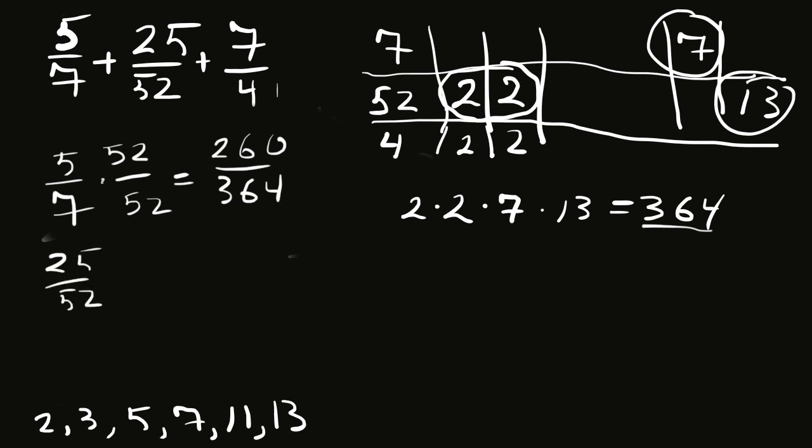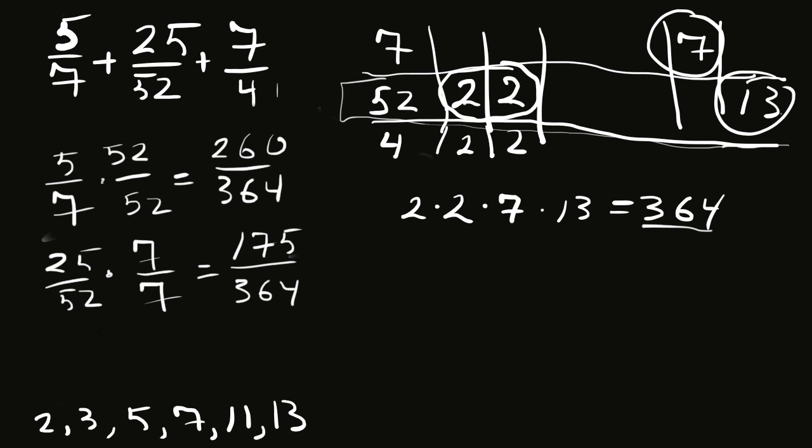And for 25/52, well, 52 you get when you multiply 2 times 2 times 13, as we can see from this row in our prime factoring grid. So those are already built into 52. What's missing is the 7. So we're going to multiply this one by 7/7. This is going to give you, 52 times 7 will give you 364 in the denominator, and 25 times 7 is 175. Again, you're going to want to use your calculator to arrive at these results.